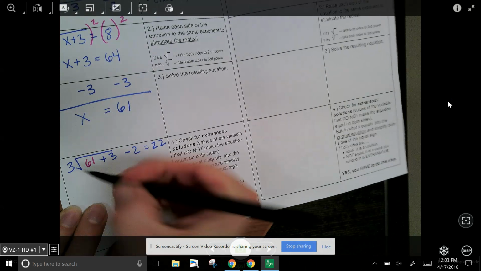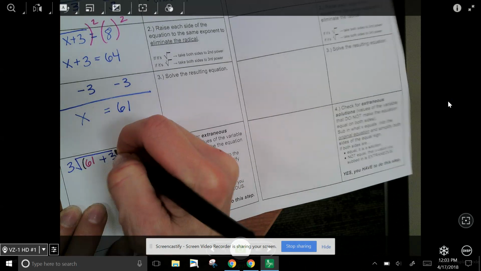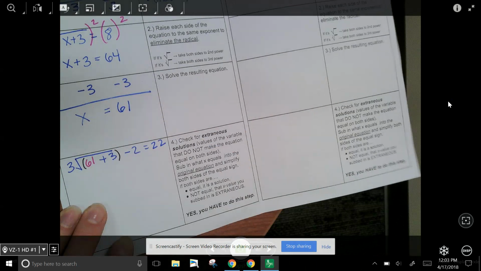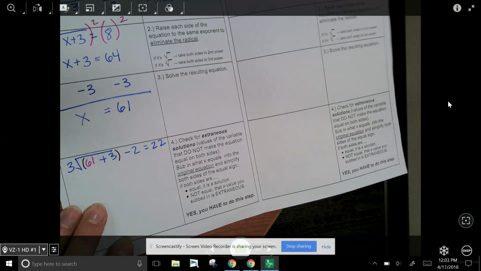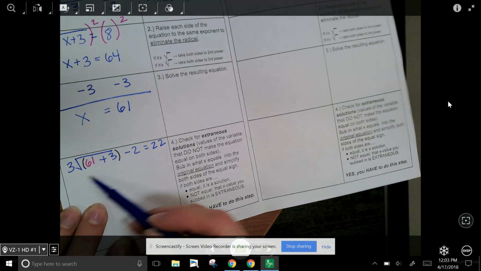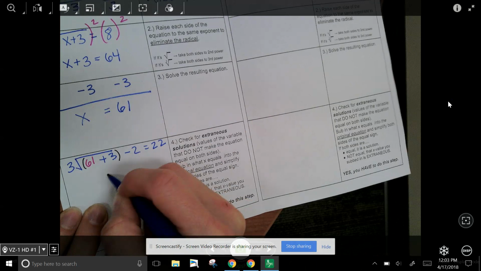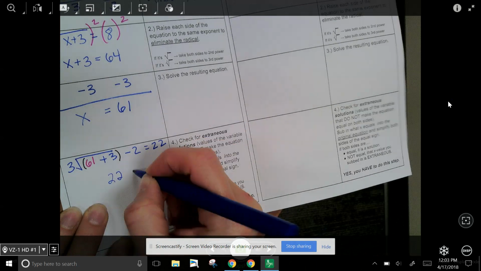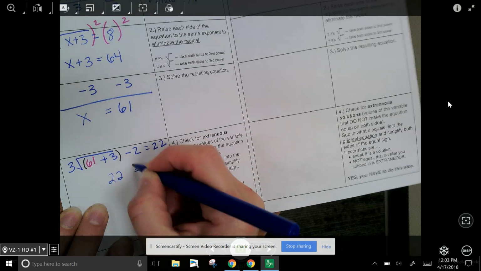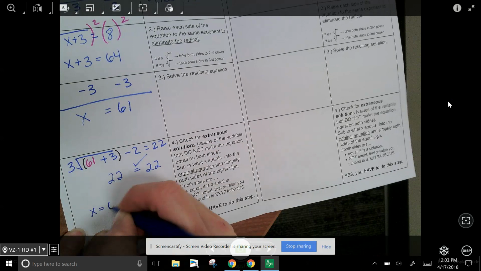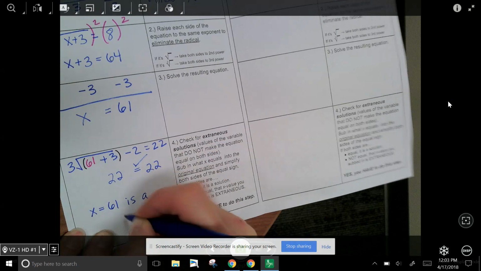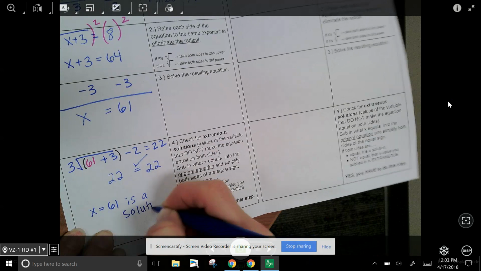When you put this in the calculator, you actually need to put what's in the radical, so the 61 plus 3, in parentheses. That lets the calculator know that only that is inside the radical. When you plug this whole left side in, you actually get 22. So 22 equals 22. That is true. So that means that x equals 61 is a solution.